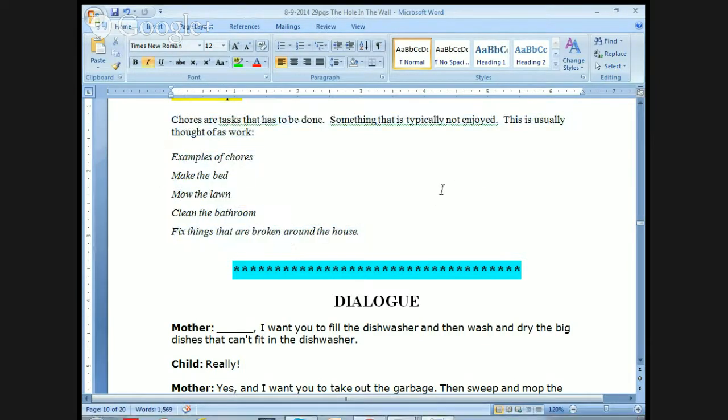Okay, chores are tasks that have to be done, something that is typically not enjoyed. This is usually thought of as work. Examples of chores: make the bed, mow the lawn, clean the bathroom, fix things that are broken around the house.